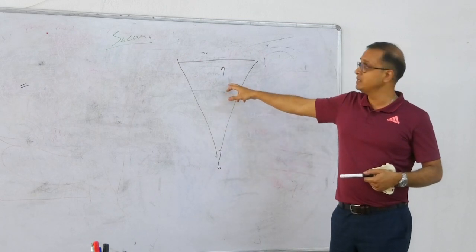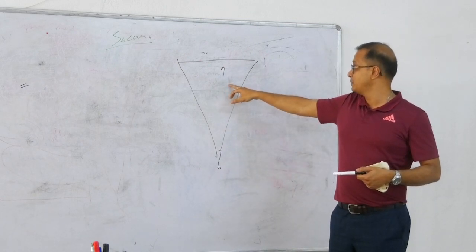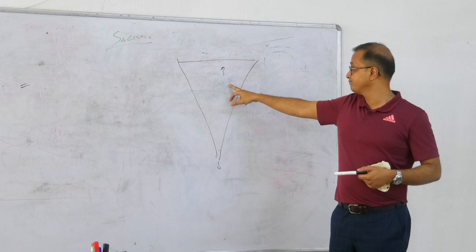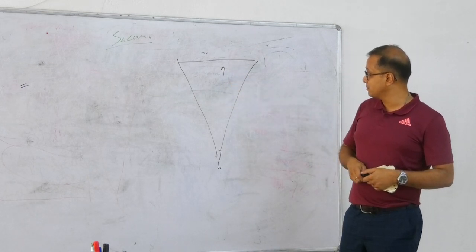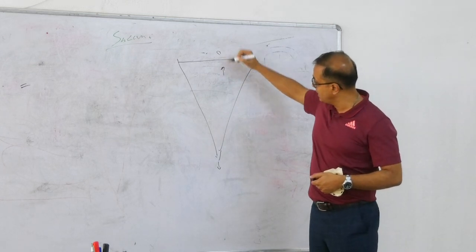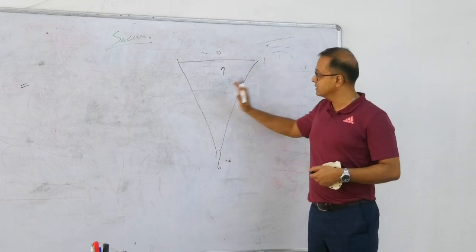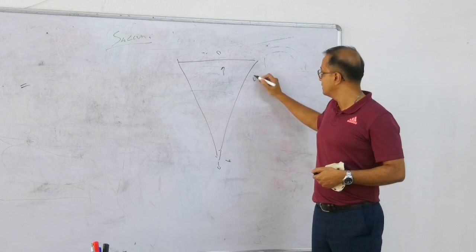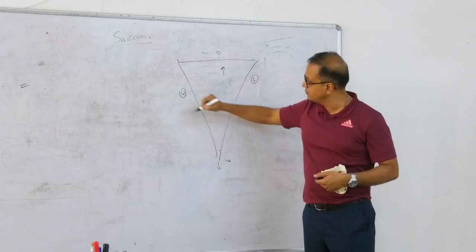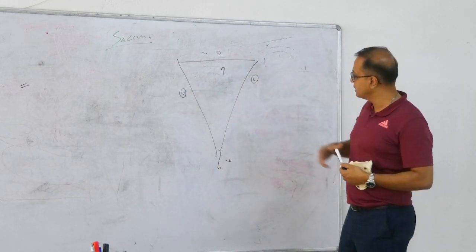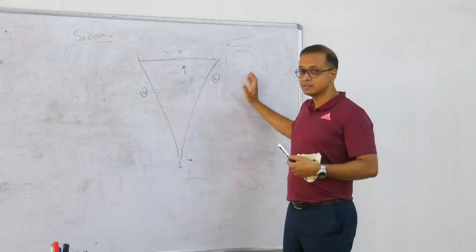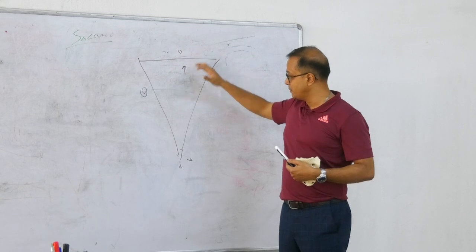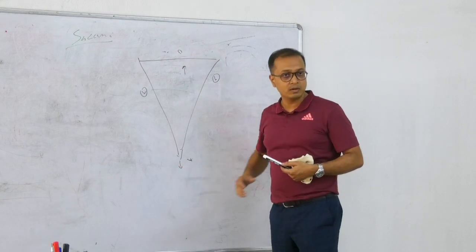Now this particular sacrum, which is basically fused, we can divide into parts. This is the base, this is the apex, and these are the sides. We call them lateral sides, right? Right lateral, left lateral, because this is the midline. We call this the lateral mass. So right lateral mass, left lateral mass. This is the base, and this is the apex, which is pointed down.